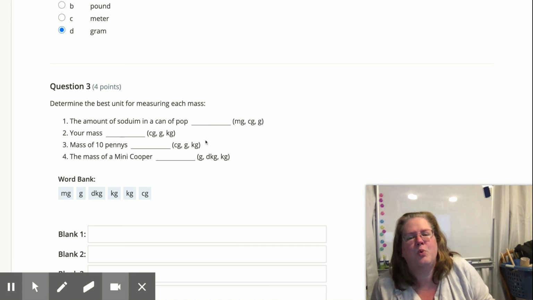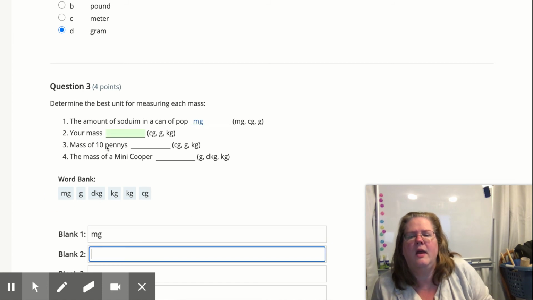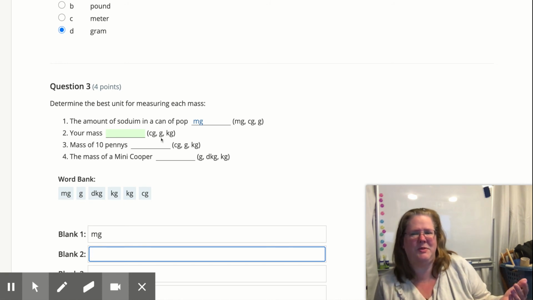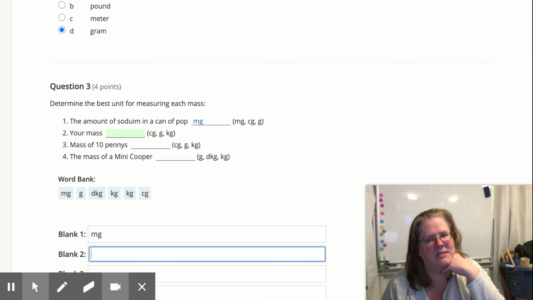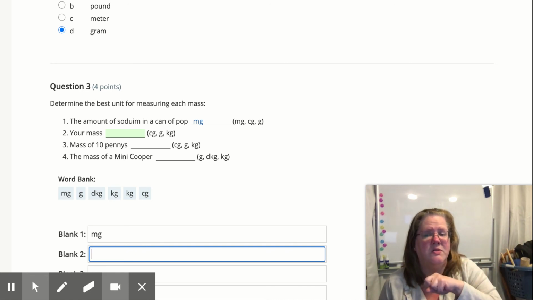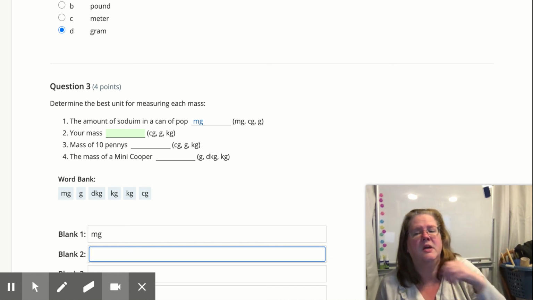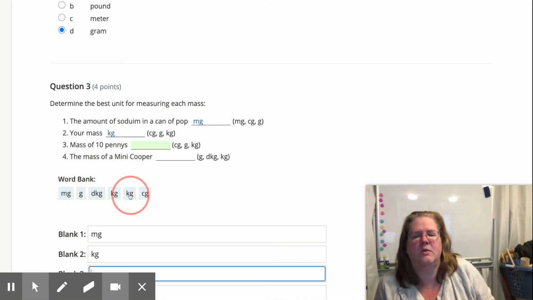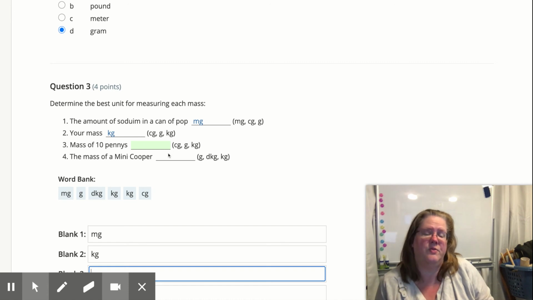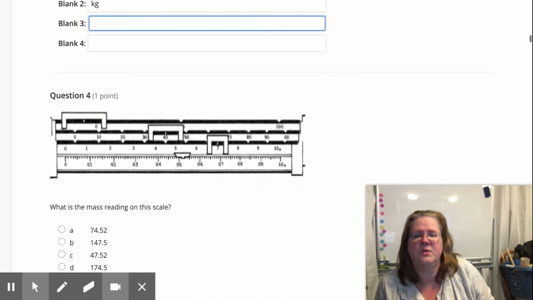So in this case, if you're looking at salt versus the whole can of pop, that might be different. But we're looking at salt, so we're probably going to go for the milligram. Your mass, well, a centigram, probably not. Look at the weight we did up there, 68,000 grams. That's not something we want to say. We divided by 1,000 and went to 68 kilograms. So your weight is probably going to be the kilogram. Now, the mass of 10 pennies and the mass of a Mini Cooper, I'm going to let you figure those two out. Let's go down and look at this triple beam.